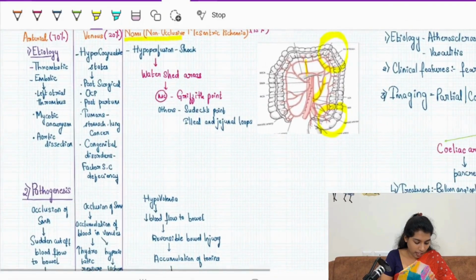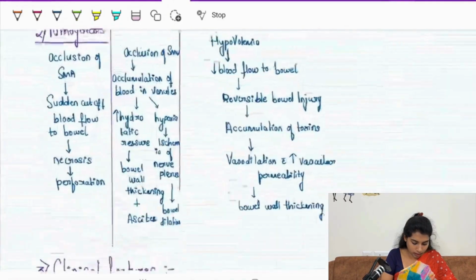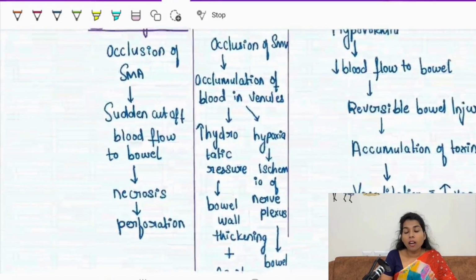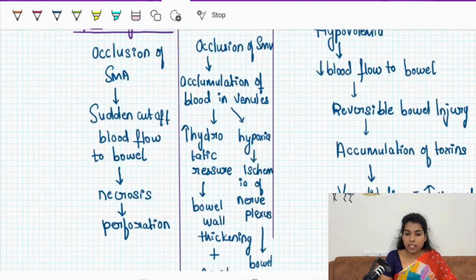Now that we understood the etiology, we'll move forward to the pathogenesis, right? Starting with the pathogenesis of arterial thrombus. If there is an arterial thrombus, most commonly involving the superior mesenteric artery, there is acute cutoff of the blood supply to the bowel loops, because of which they'll go into necrosis, gangrene, and perforation, right?